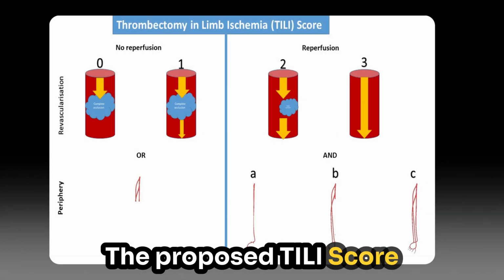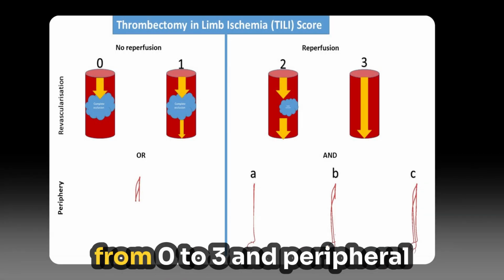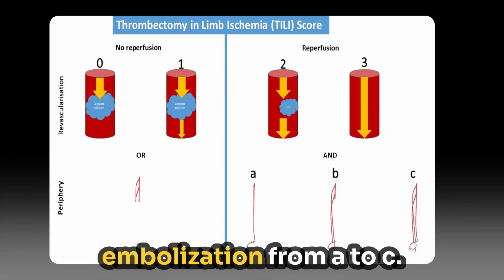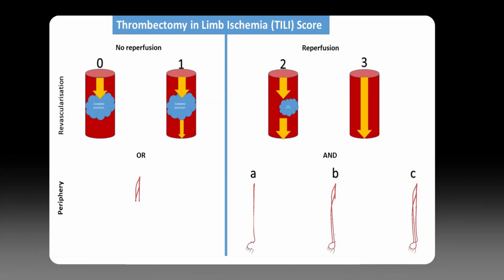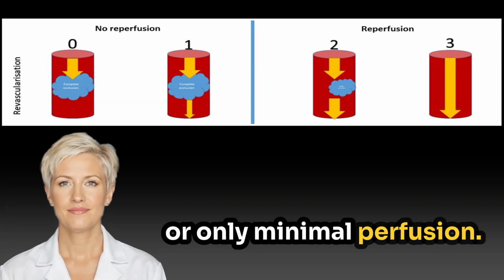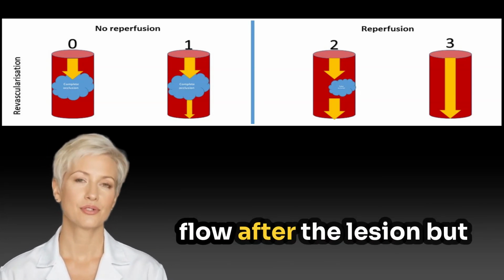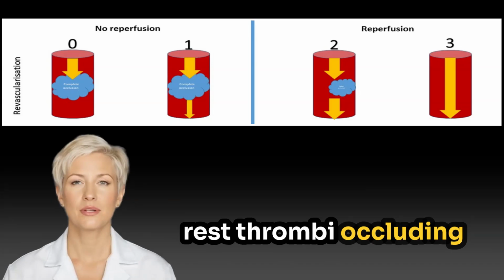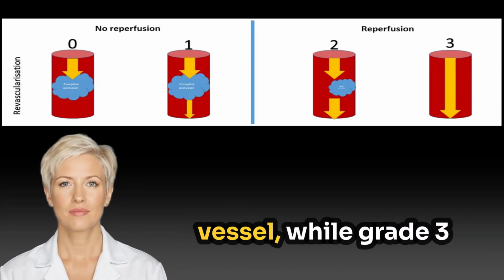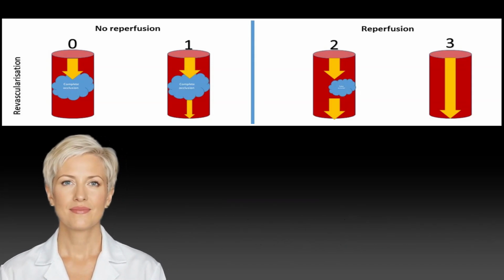The proposed TILI score uses a dual grading system, assessing both lesion recanalization from 0 to 3 and peripheral embolization from A to C. Grades 0 and 1 indicate no or only minimal perfusion. Grade 2 indicates partial reperfusion with antegrade flow after the lesion, but residual thrombi occluding a maximum of 50% of the vessel, while Grade 3 indicates full flow through the entire pathway.